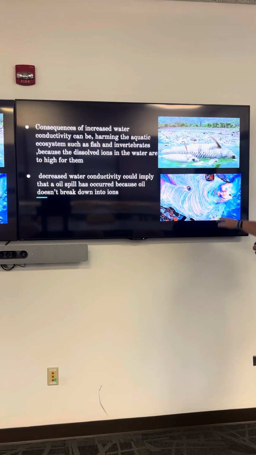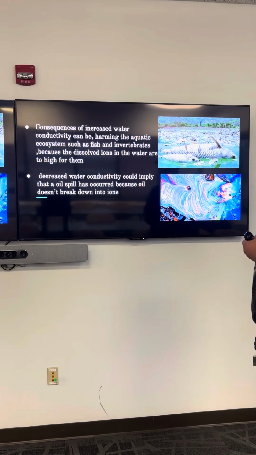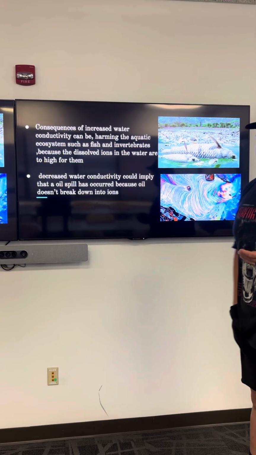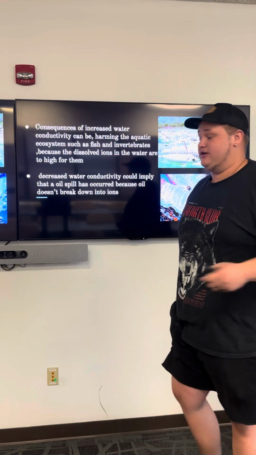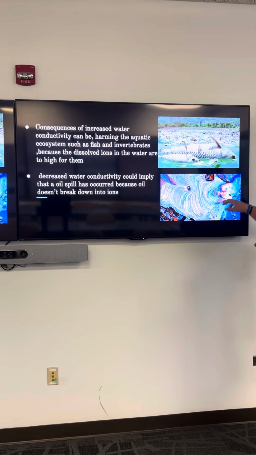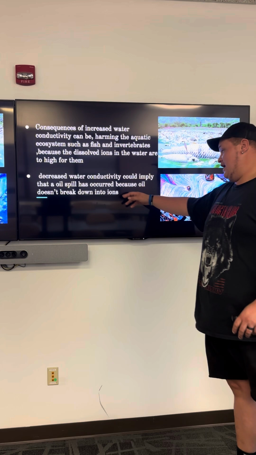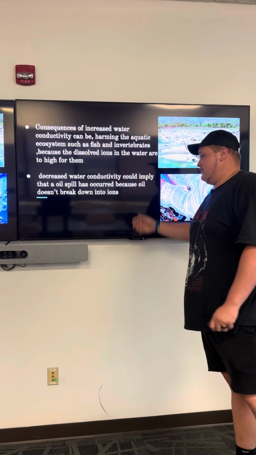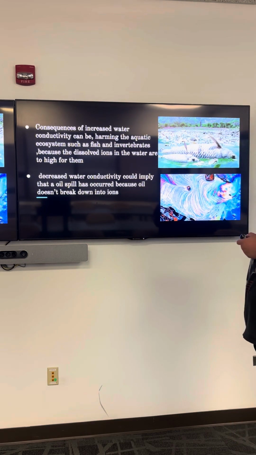Another consequence: decreasing conductivity in water could mean that there has been an oil spill, because we all know that water and oil obviously don't mix. So basically, if the conductivity is decreasing, there is a potential that we had an oil spill, because oil doesn't mix with the water and its ions. So that's an example of that.